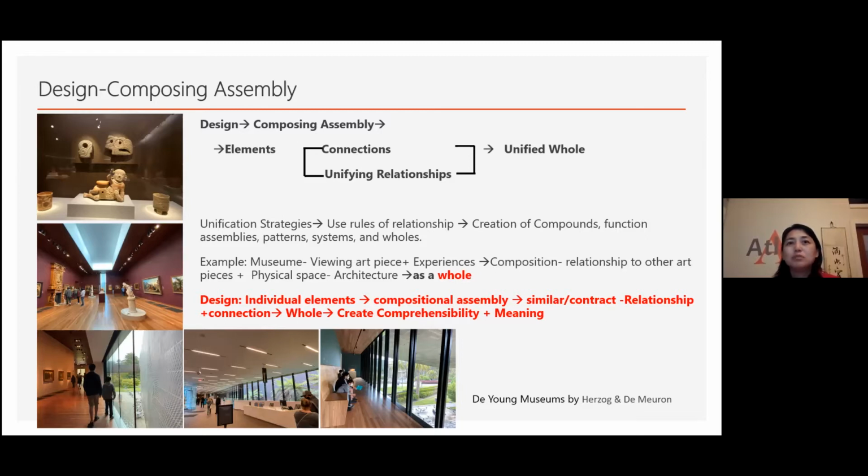And then they use a museum as an example. They actually use some pictures. We went to the De Young Art Museum in San Francisco as an example. When we're viewing the art, the viewing experience has two parts. We have to put the art pieces together so they work together, and then arrange the art pieces in a physical space, the architecture. This building was designed by Herzog, a very famous architect from Northern Europe.